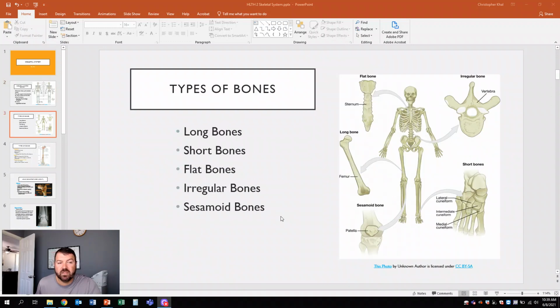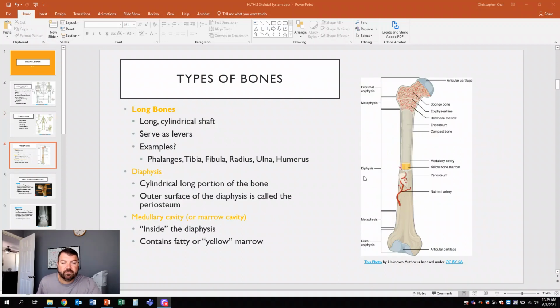So, different types of bones: there's long, short, flat, irregular, and sesamoid. Your long bones are ideally what they sound like. They're long, cylindrical, and they don't bend in any way. These are usually your levers, where a lot of your motion occurs. So your phalanges, tibia, fibula, radius, ulna, and humerus, all your major long bones.